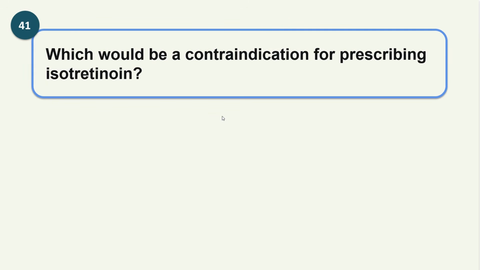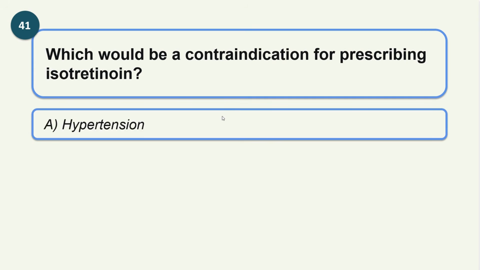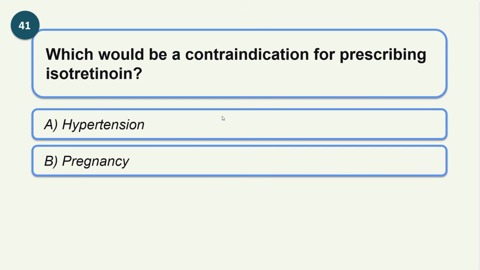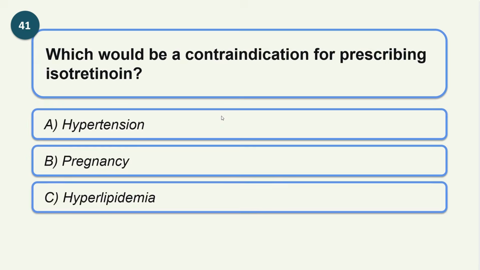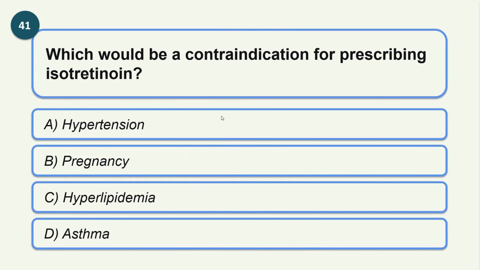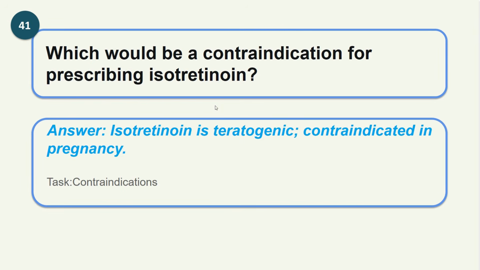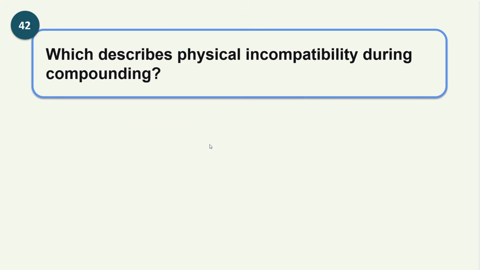Next, which would be a contraindication for prescribing isotretinoin, which is used for acne? A. High blood pressure or hypertension, B. Pregnancy, C. High cholesterol or hyperlipidemia, D. Asthma. The correct answer is pregnancy. Pregnancy is a complete contraindication to isotretinoin because isotretinoin has teratogenic effects which can be very harmful if given during pregnancy.